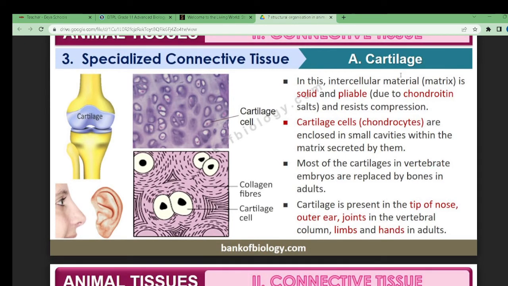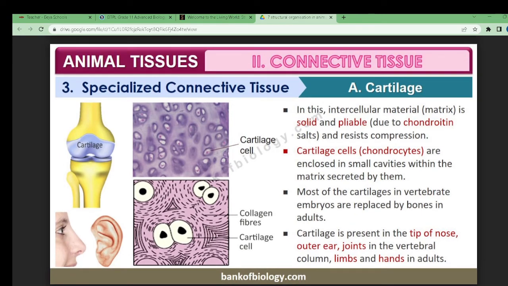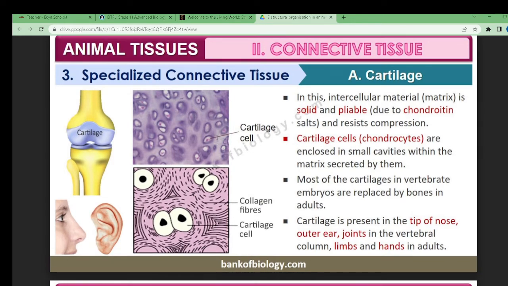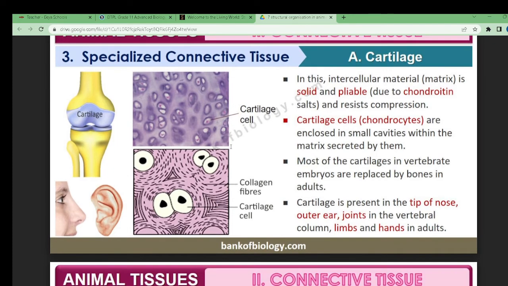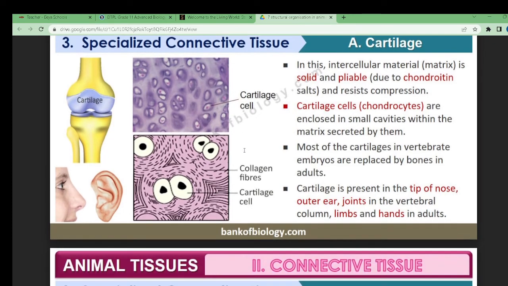Here cartilage is present, and its intercellular matrix is solid and pliable due to chondroitin and resists compression. The intercellular material is present outside the cell, and together with that they resist compression. Cartilage cells are enclosed in small cavities within the matrix secreted by them. So they are enclosed in a small cavity.